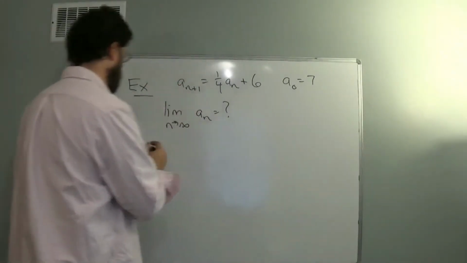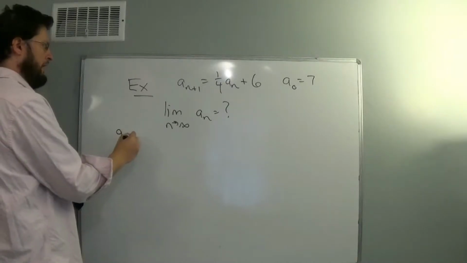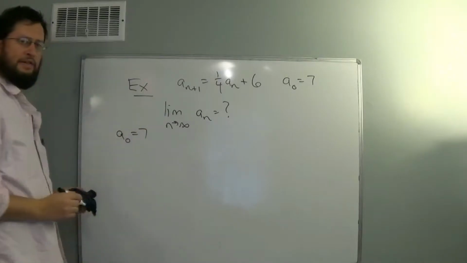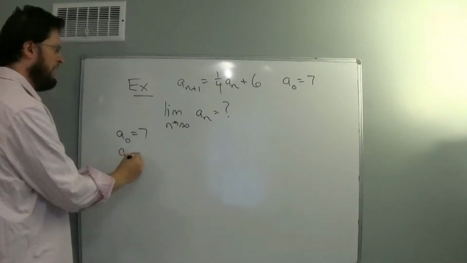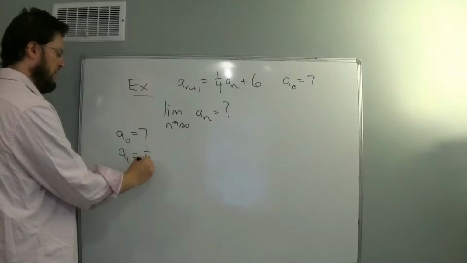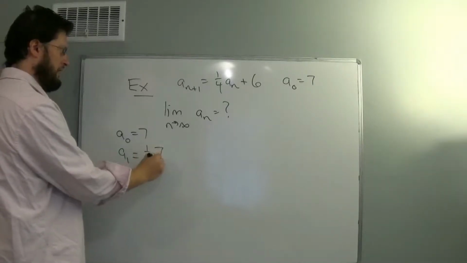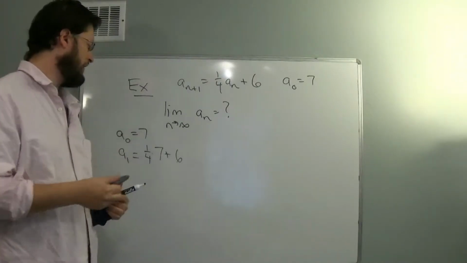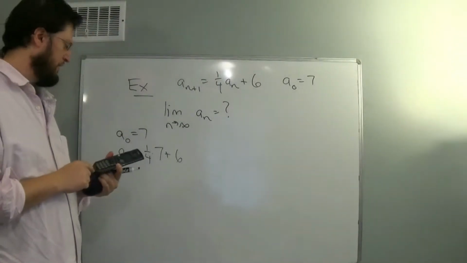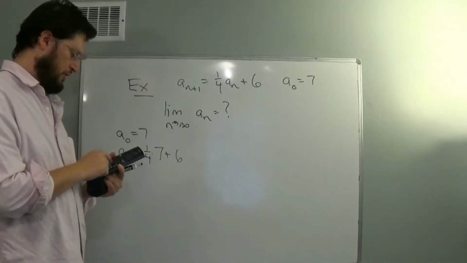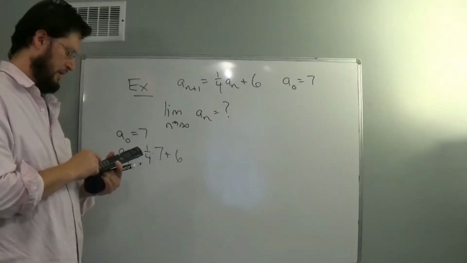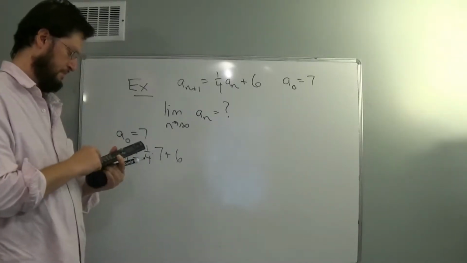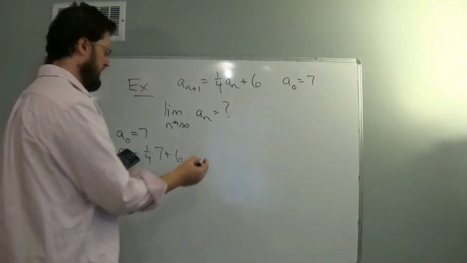So A1. A0 we're told is 7, so let's start there. A0 is 7. So A1 is going to be 1/4 times A0, which is 7, plus 6. And for this problem, it will be convenient to have a calculator that can deal with fractions and simplify them. So we want 1/4 times 7 plus 6. And you want to make sure that you have that as a fraction. And that's 31/4.